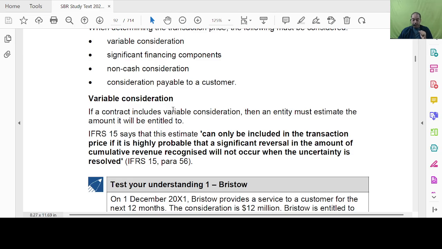Now, what is the meaning of this? The meaning of this is how we talk about variable component. What is the variable component? How does it come into existence? And how to look at it.